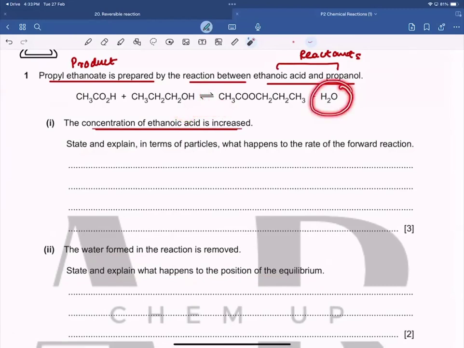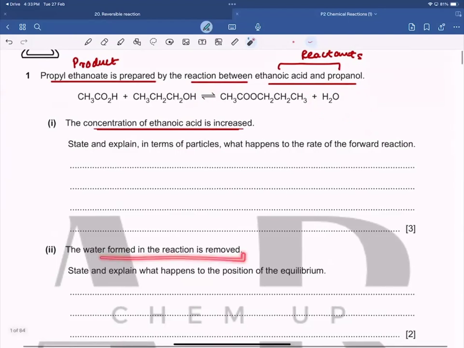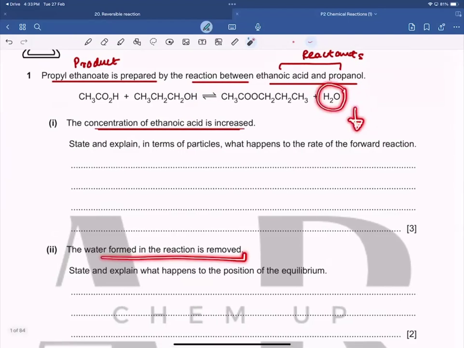If you are removing this, the forward reaction occurs further to make more water, because it has decreased. If the reactants are decreased, then equilibrium shifts to the left. If the reactants are increased, then equilibrium shifts to the right, because there are more reactants. Now, as we remove the water, the amount of water becomes lesser. So to make more water, what will happen? Equilibrium shifts to the right. Is this understandable to all of you?